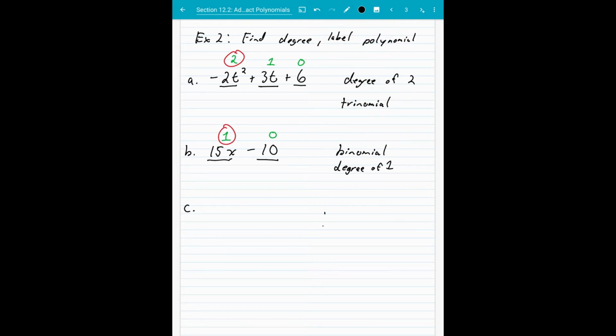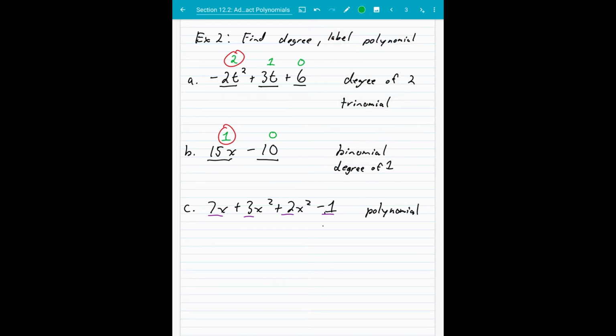For C, 7x plus 3x squared plus 2x squared minus 1. Again, let's see how many terms it has. It has 1, 2, 3, 4 terms. So it's not a monomial, it's not a binomial, it's not a trinomial. It would be a polynomial.